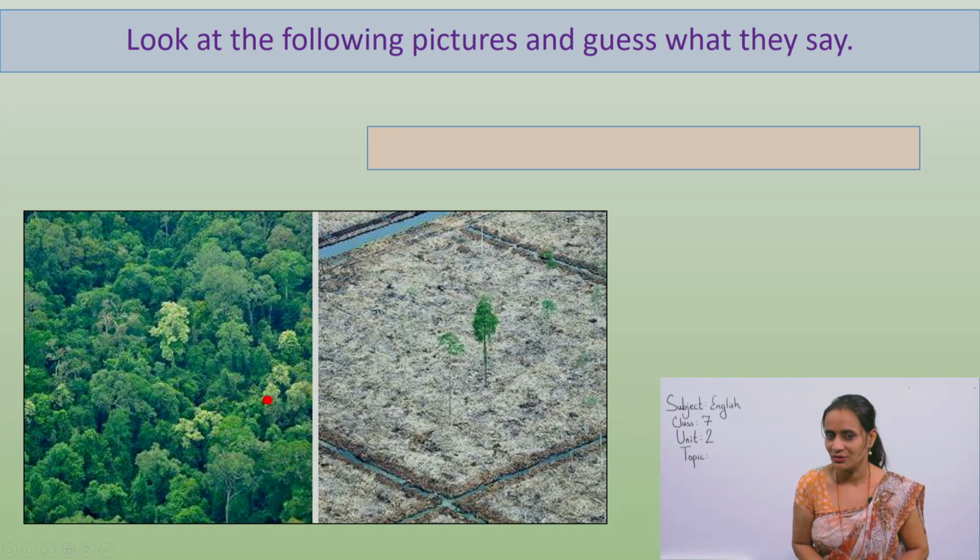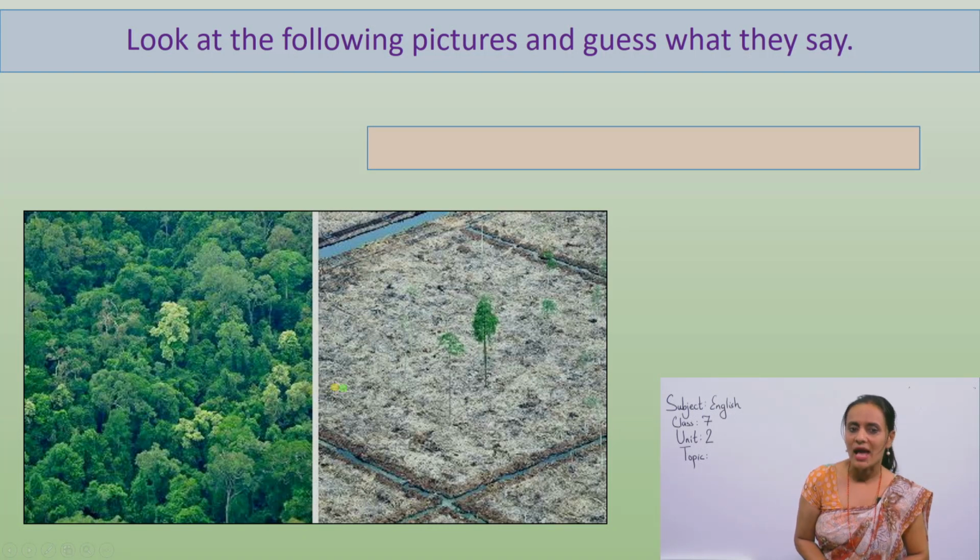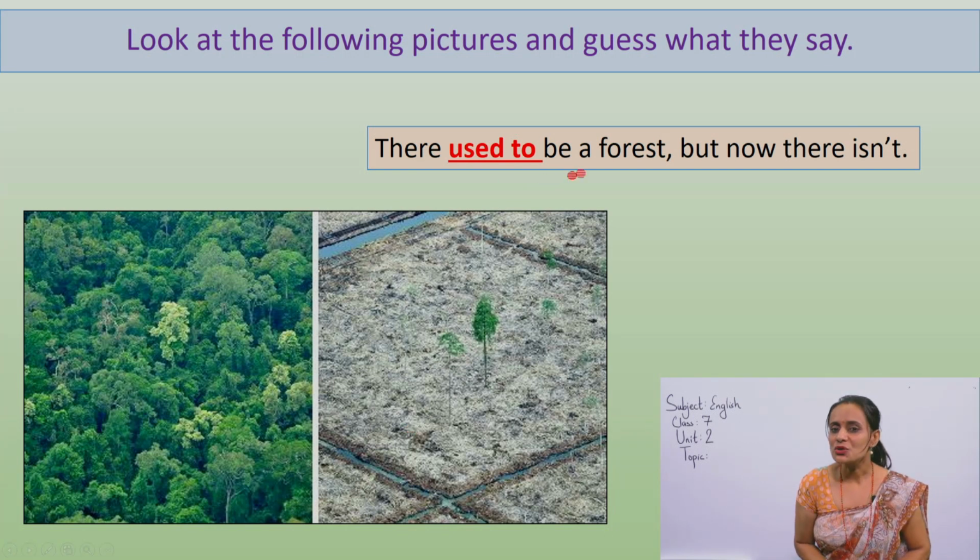Is it? Yes, good. And how would you write it in sentence form, of the same place, the past situation and the present situation? Let's see it here. There used to be a forest, but now there isn't. That means there used to be forest in the past, but in the present there isn't. All the trees have been cut down. Okay, this is the first picture. Now let's go to the second picture also.